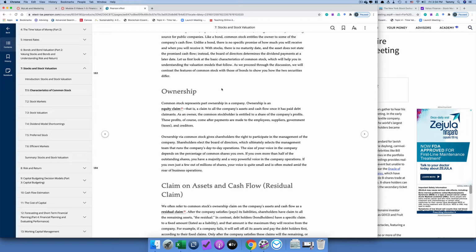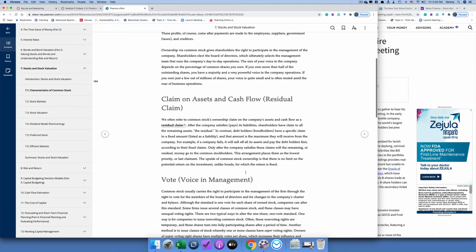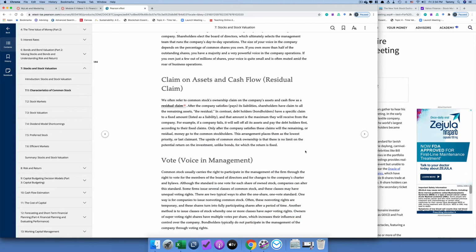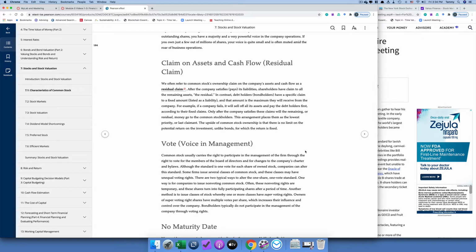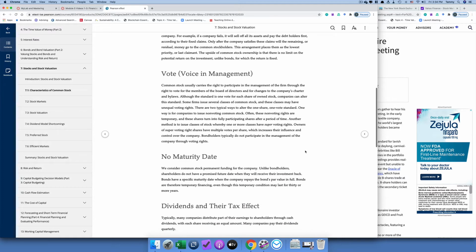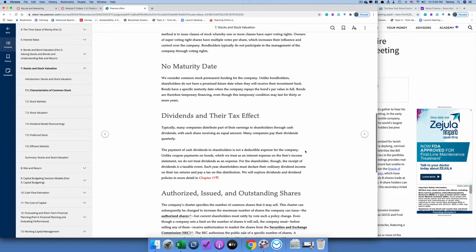So, when you are a shareholder, you get to participate in the management of the company. And if a company goes belly up, shareholders would get paid out of the value of the assets after all the debts had been paid. The other thing is that when common stock is issued, it never goes away.